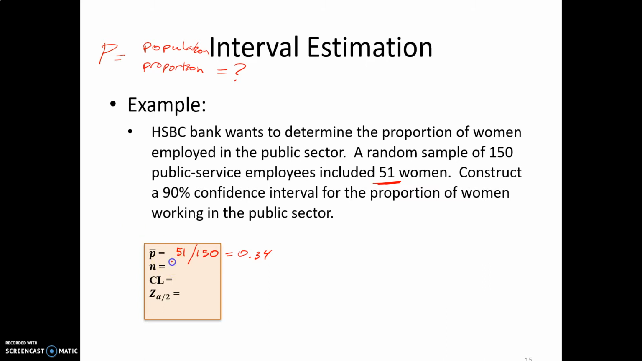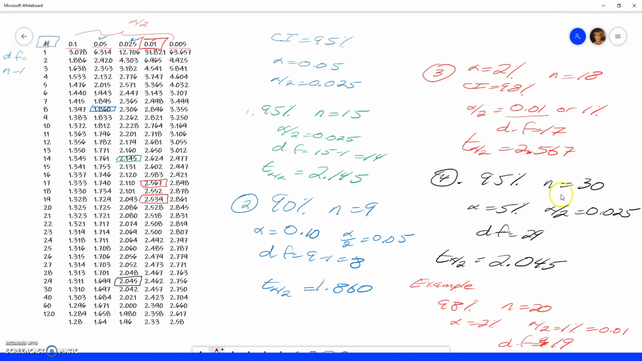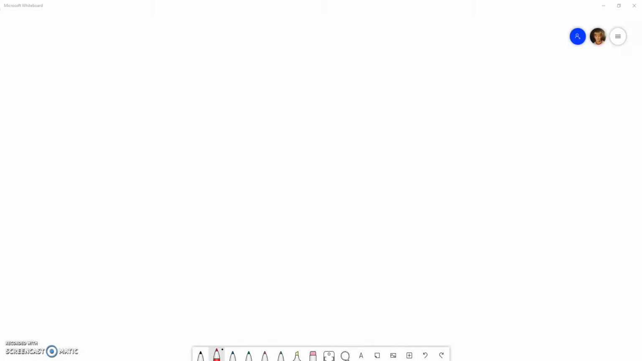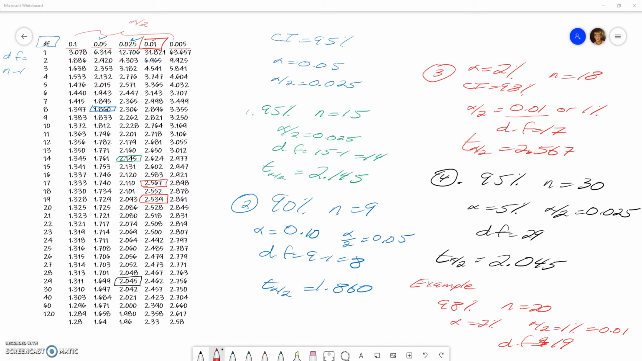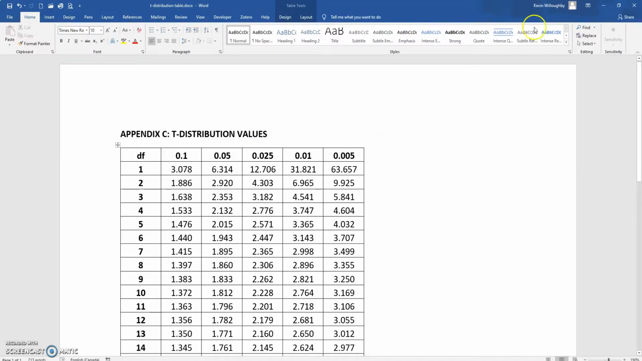Sample size 150. We want a 90% confidence interval and our Z number. Now here's one little friendly hint and tip about remembering the Z values. So remember, we have the normal distribution table, Appendix B. We have the T distribution table, Appendix C. But if we go back to that appendix, which looks like this, and that's our Appendix C.